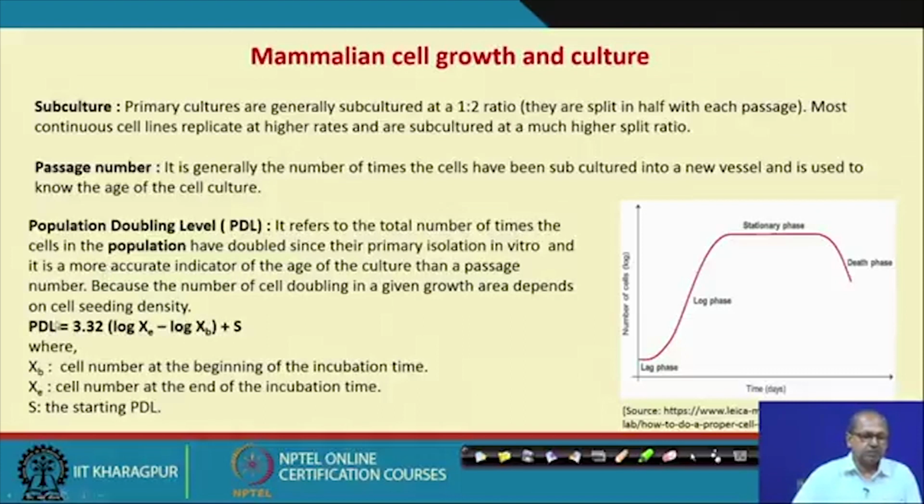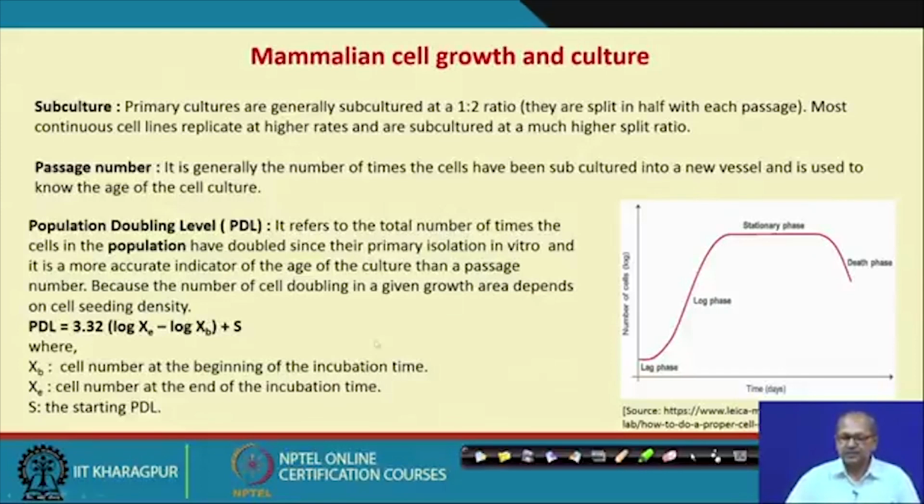So, passage number will not be the proper way to judge the age of the culture. So, how will you determine the PDL, population doubling level? This is a very simple formula: 3.32 into log xc minus log xb, plus s, where xb is the cell number at the beginning of the incubation time, xc is the cell number at the end of the incubation time, and s is the starting PDL. Whether your s is 1 or 2, you can calculate the PDL. PDL is the most appropriate measure of cell culture age, particularly for stem cell culture, where it is very much essential.